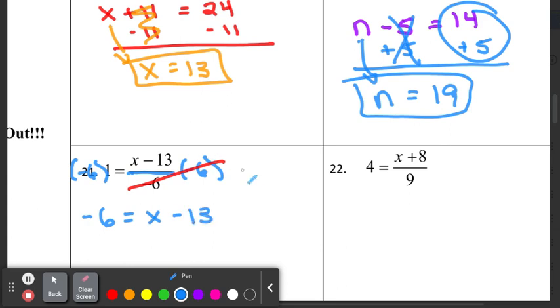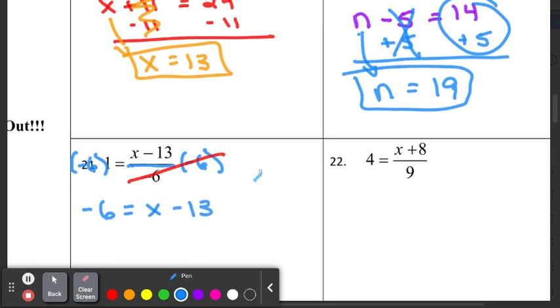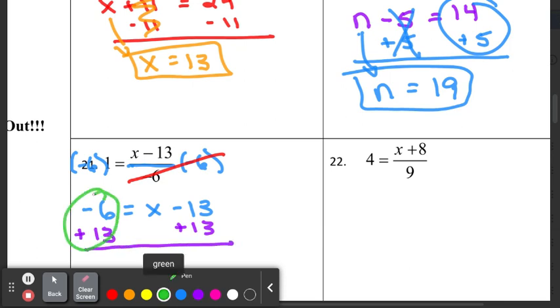Remember, we want to get x by itself. So here I'm going to add 13 to both sides. Whatever you do on one side, you got to do on the other side of the equals. Let's write what we have left. Negative 6 plus 13 is 7 equals, sorry, I'm running out of space, x, and then that cancels. So that says 7 equals x.